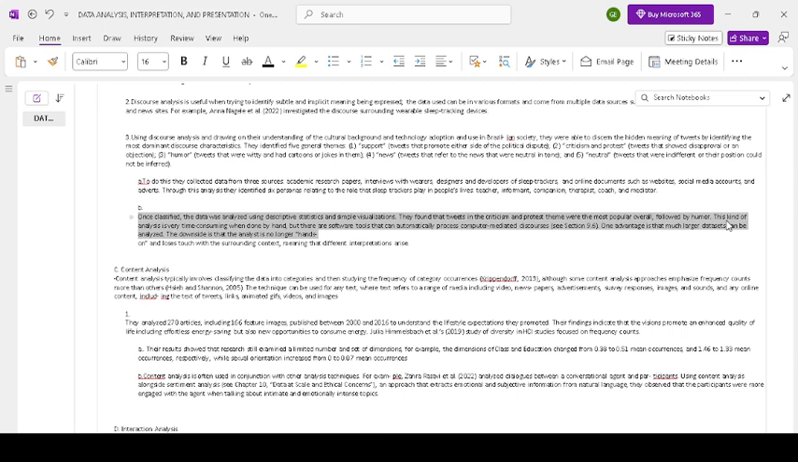This kind of analysis is very time consuming when done by hand, but there are software tools that can automatically process computer mediated discourses. See section 9.6. One advantage is that much larger datasets can be analyzed. The downside is that the analyst is no longer hands-on and loses touch with the surrounding context, meaning that different interpretations arise.